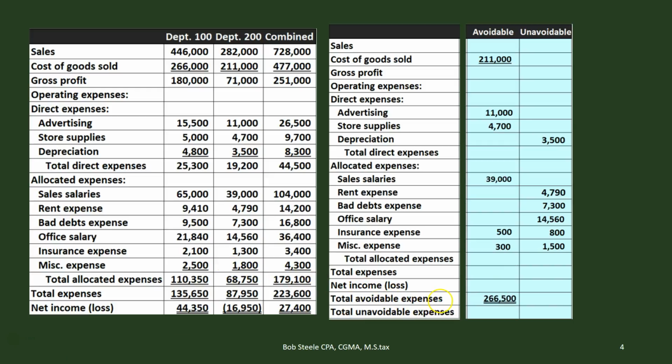If we add these up, the avoidable costs come to $266,500. Those are the relevant costs that we need to compare to the income for that department. The irrelevant costs in terms of this decision are the $32,450 that we should not be considering when deciding whether we should close Department 200.